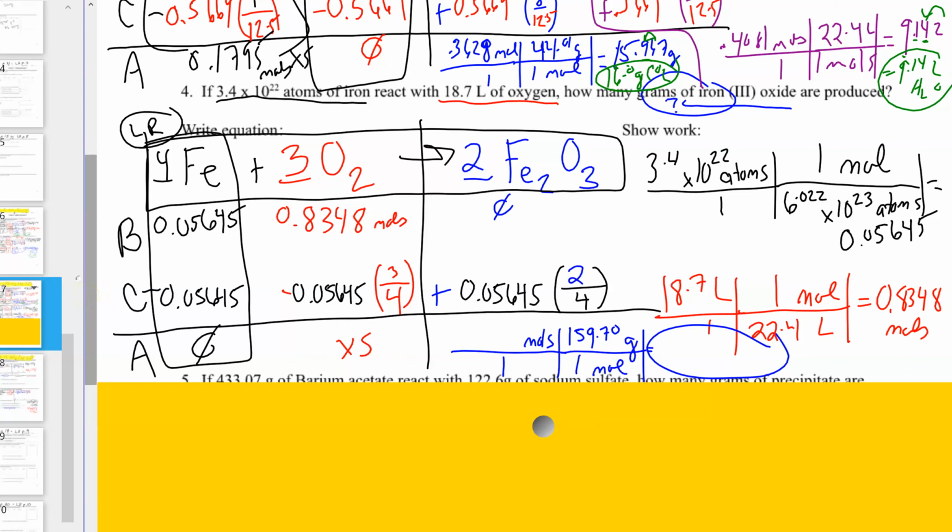Okay, number 4. 3.4 times 10 to the 22nd atoms of iron. They're being sneaky here. That means we've got to come over here, convert atoms to moles, dividing by Avogadro's number. So here's my moles of iron I'm starting with. React with 18.7 liters of oxygen. They're being sneaky again. So we've got to come over to the side, convert our liters to moles, and plug in our moles. Remember, only moles go into the BCA table.